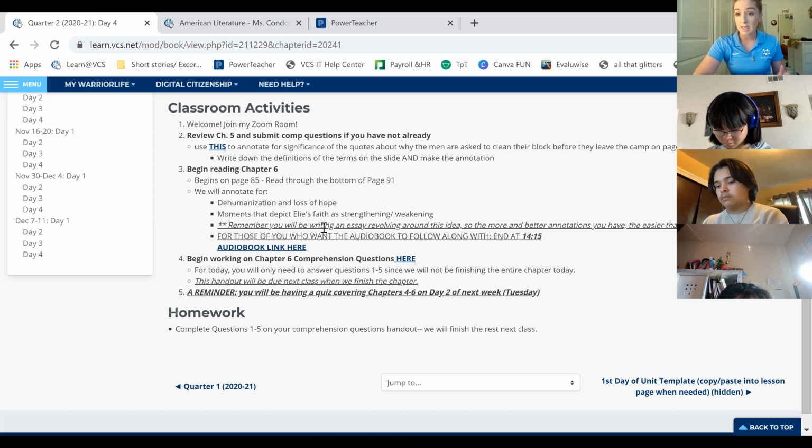If you are somebody who likes to read while listening to a voice, and since I will not be the one reading to you, and maybe you don't want to read out loud to yourself or have like your mom or dad or brother read to you, there is an audio here that you can always listen to as well, okay? The audio for these pages will end at about 14:15, so pay attention to that. Just stop it when you feel like stopping it. And here's the link to that.